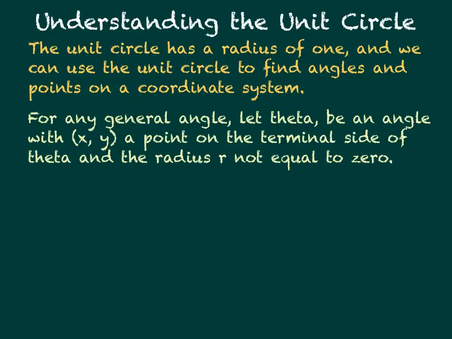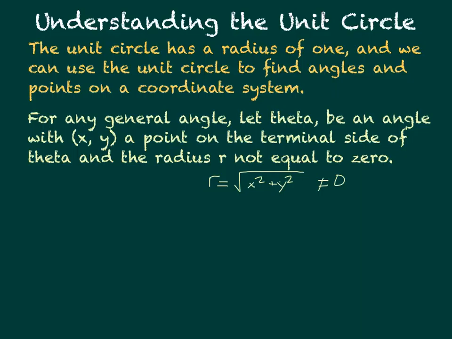Understanding the unit circle. The unit circle has a radius of 1, and we can use the unit circle to find angles and points on a coordinate system. For any general angle, let theta be an angle with xy point on the terminal side of theta, and the radius r not equal to 0. And r we're going to call equal to the square root of x squared plus y squared, and that is not equal to 0.